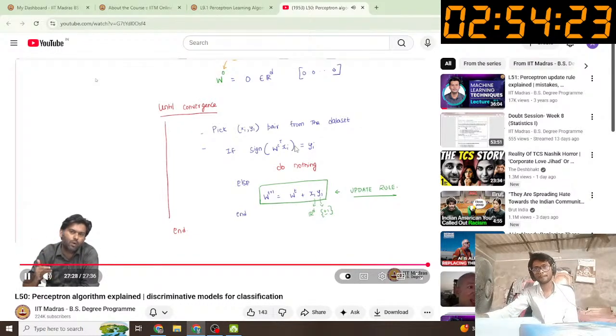So let's start understanding the update rule of the perceptron algorithm to see what it is trying to do.